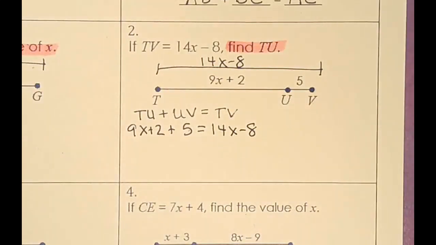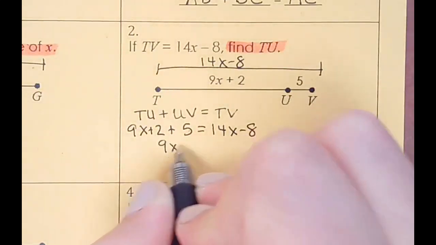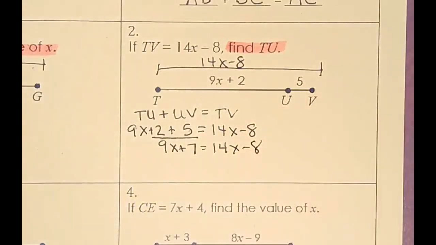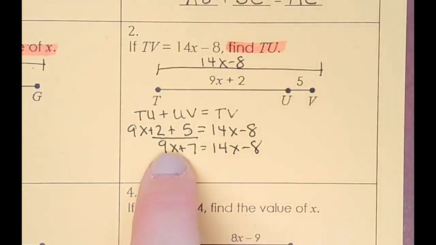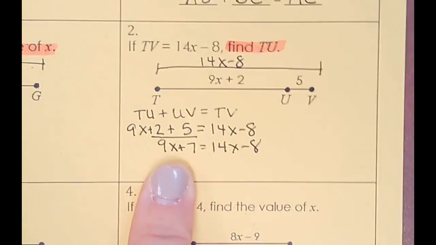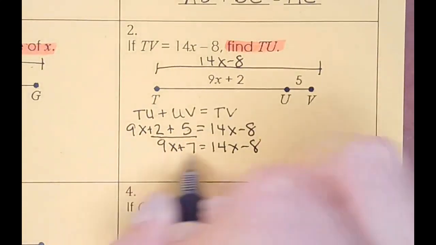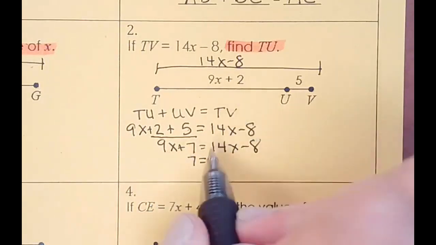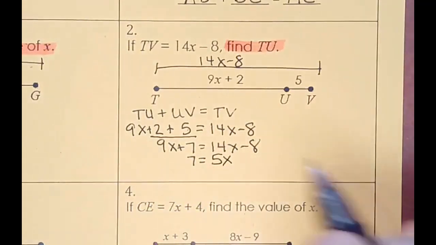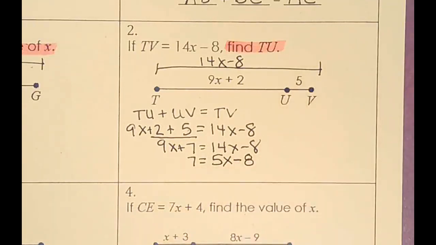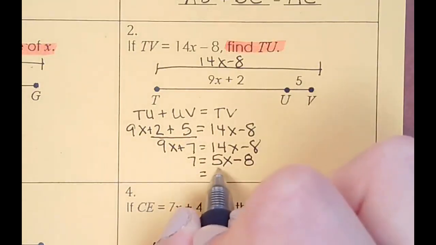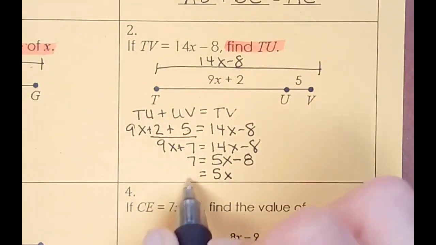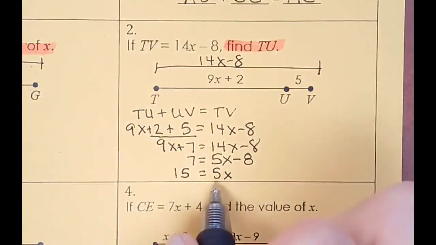Simplifying on the left side, I have 9X, 2 plus 5 is 7, equals 14X minus 8. I always like to move my smaller variable coefficient, so the 9 is smaller than 14. So I'm going to subtract 9X on both sides, so 7 equals 14 minus 9 is 5X, drop the minus 8. Add 8 to both sides. 15. Divide both sides by 5, so X equals 3.